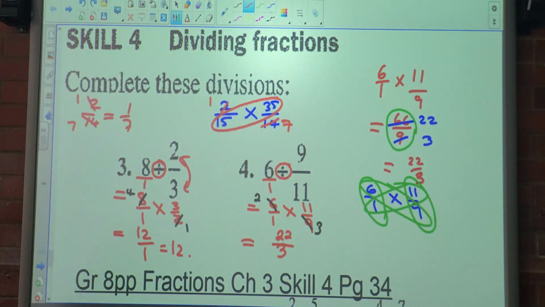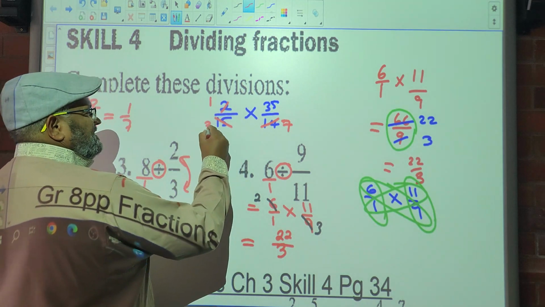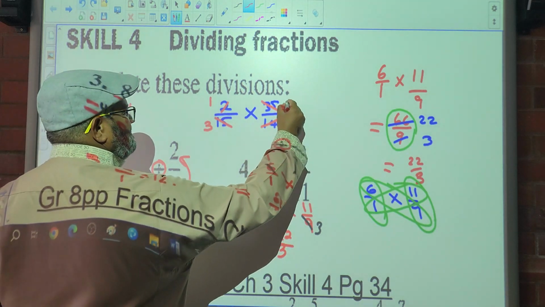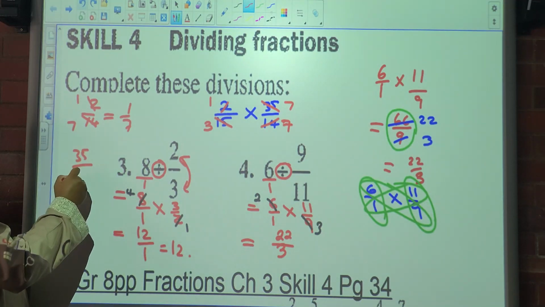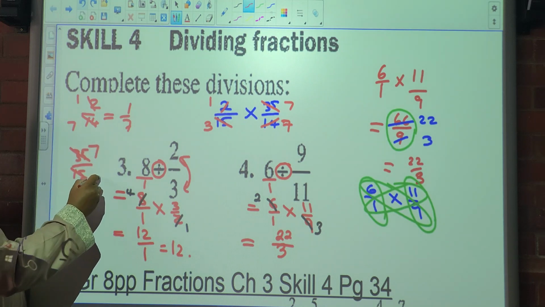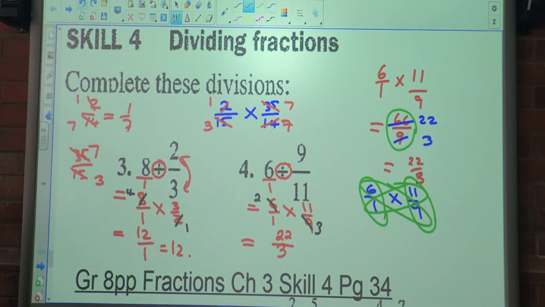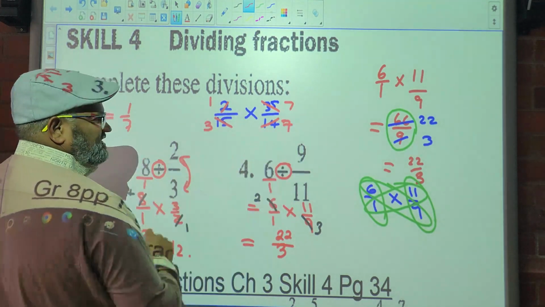What number goes into 15 and into 35? 5. 5 goes into 15 three times. 5 goes into 35 seven times. Can you see that? If that was 35 over 15, we would have said 5 goes into 35 seven times, 5 goes into 15 three times. You understand? So the sum is now 1 over 3 times 7 over 7.